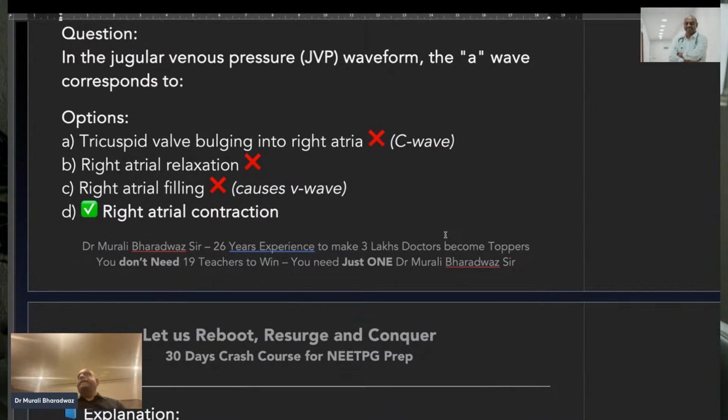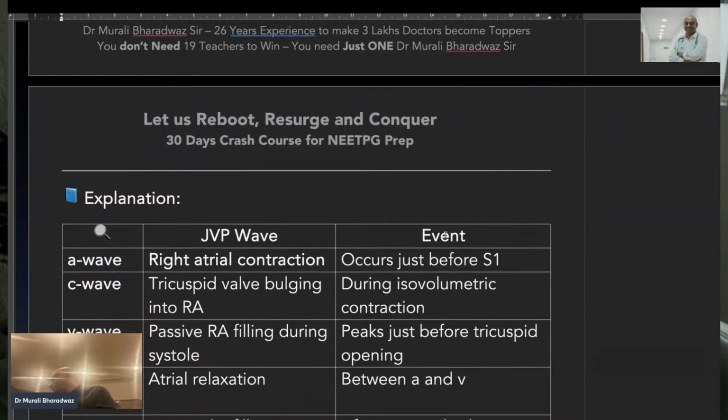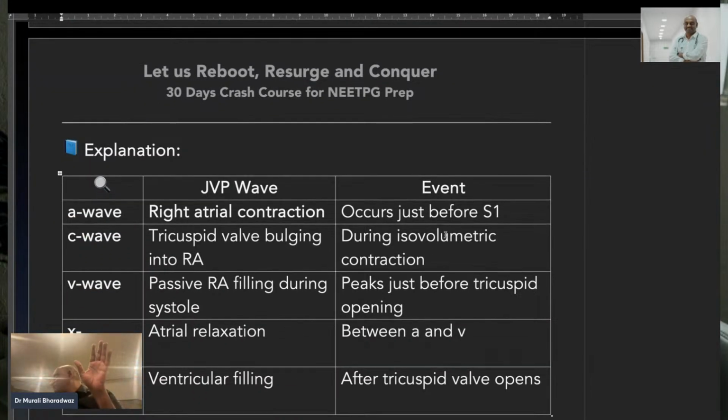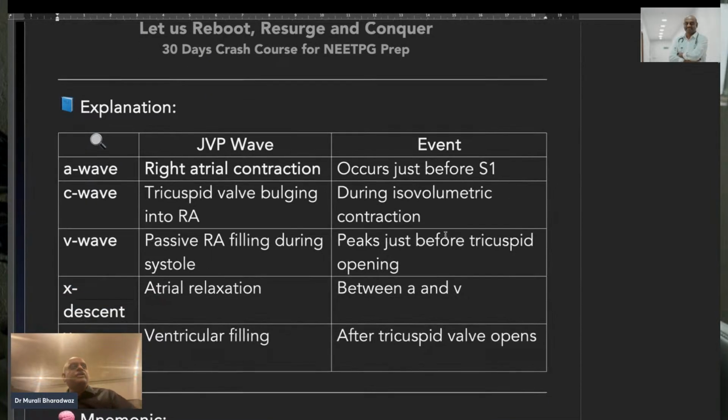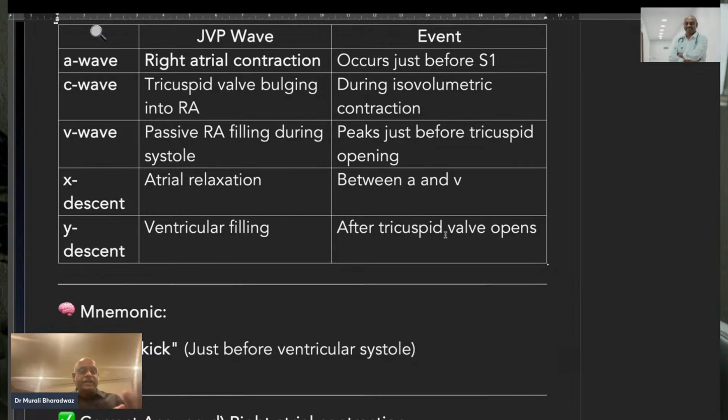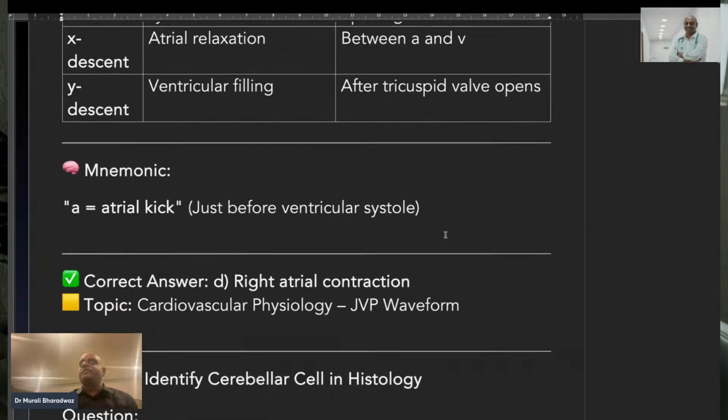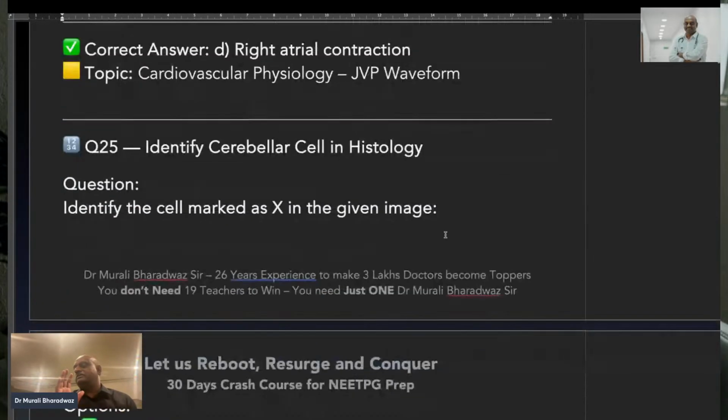So A wave corresponds to right atrial contraction. I think this is the easiest ever asked question on JVP. So all JVP, cannon A waves, you have everything. Do it fresh again. Then you quiz: absent X descent, absent Y descent, what will happen in constrictive pericarditis, cardiac tamponade, everything. You must be ready. Okay. It's beyond my scope.